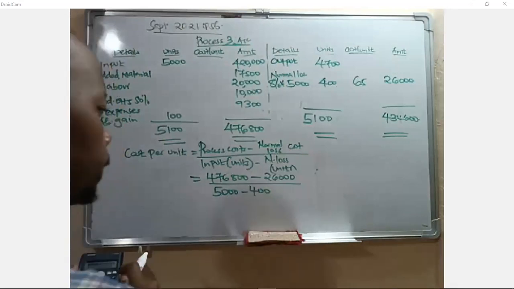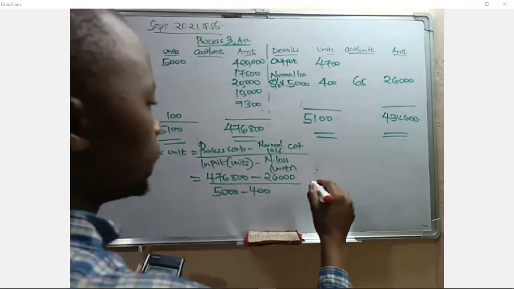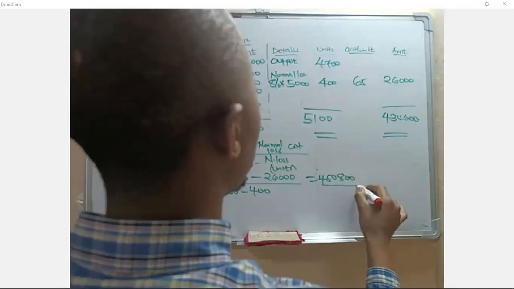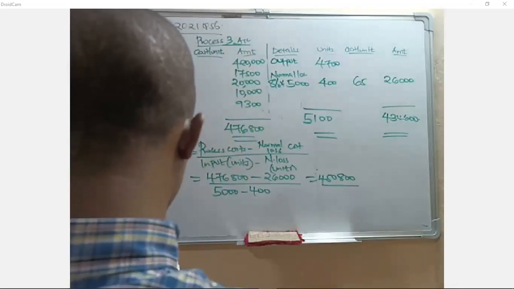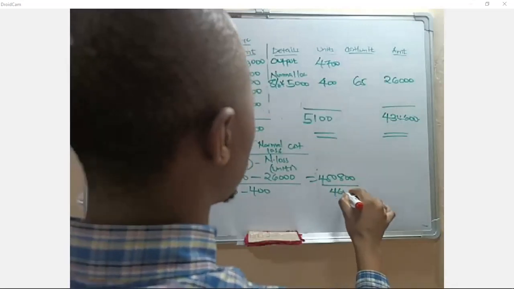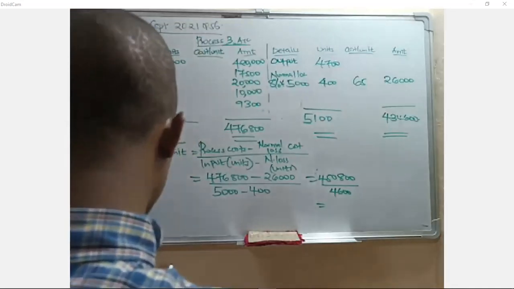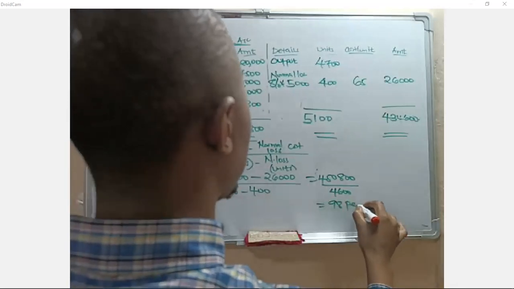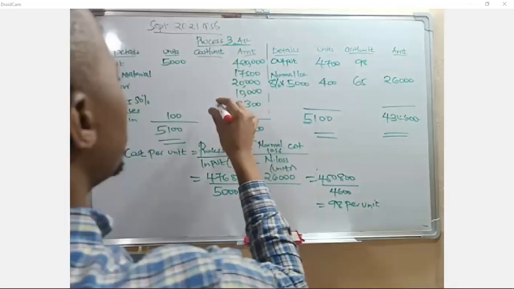So 476,800 minus my answer, I'm getting 450,800. We divide by 5,000 minus 400, getting 4,600. So how much are we getting? So 450,800 divided by my answer, I'm getting around 98 per unit. So I just need to put here 98, and here I put 98.